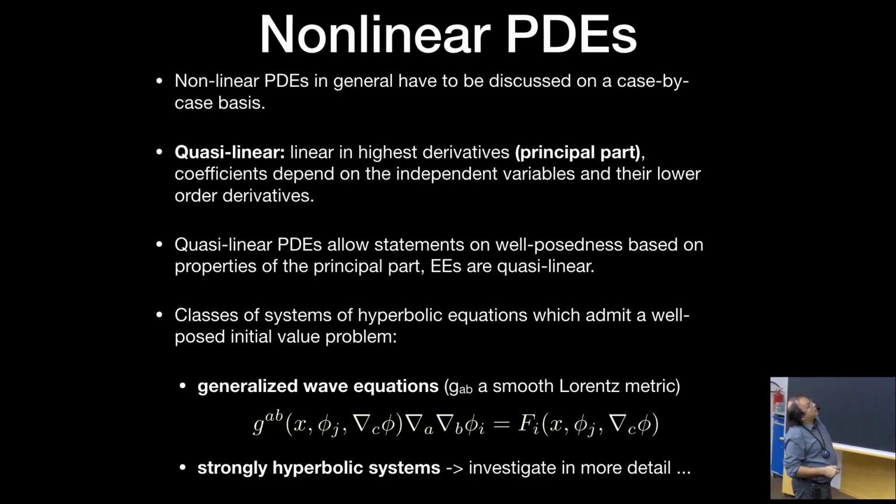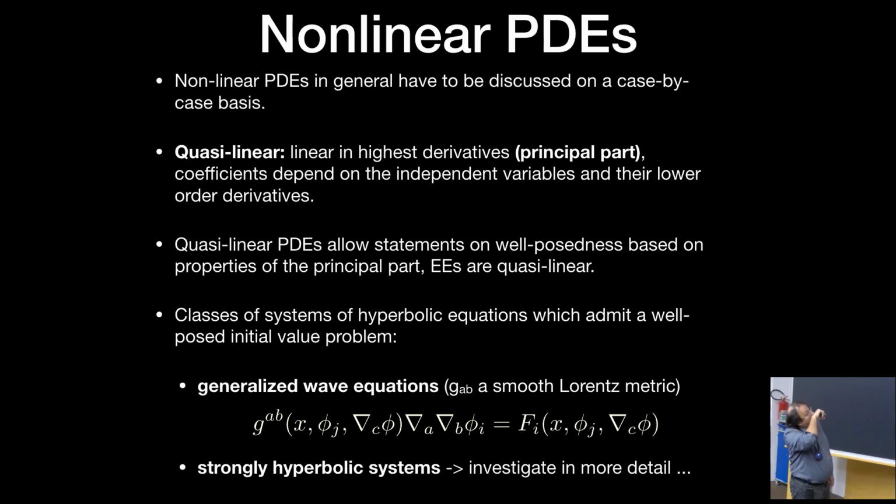All right. And so these quasi-linear PDEs are a very important class of equations which does allow statements on well-posedness, and afterwards on the numerical methods that you can use, simply based on the principal part, so how the highest derivative part looks. And the Einstein equations, in the standard ways of writing them, are quasi-linear, so they fall into this class.